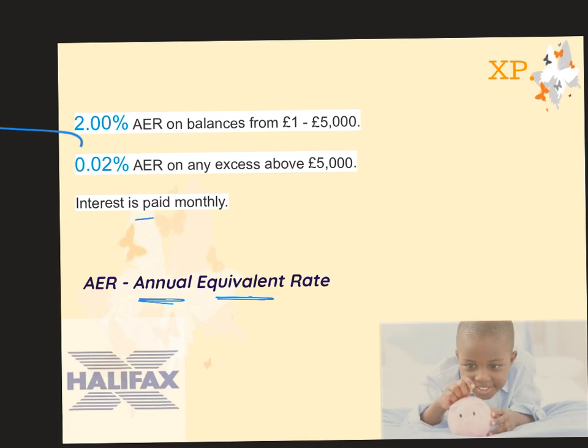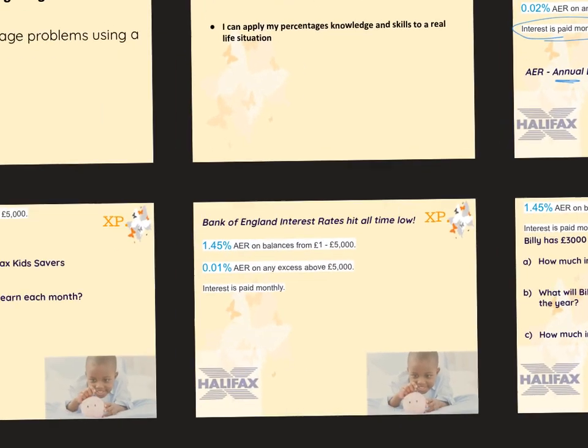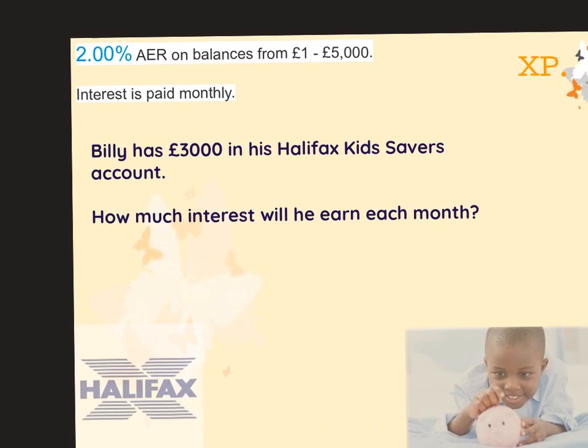Now, the difficulty we have is that the interest is paid monthly, and this is what tends to happen with savings accounts. So you get your AER, your annual equivalent rate, but then you've got to calculate how much interest you'd get a month. So using that information then, consider Billy, he has £3,000 in his Halifax Kids Savers account. How much interest will he earn each month?